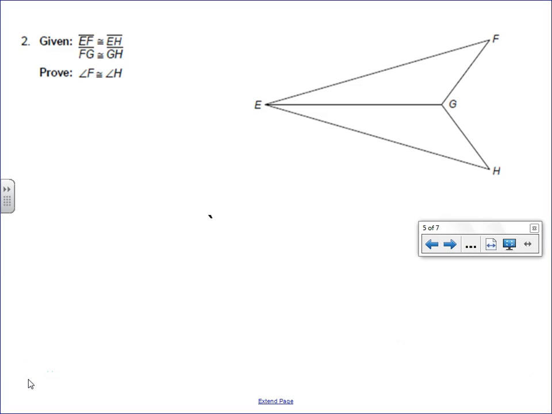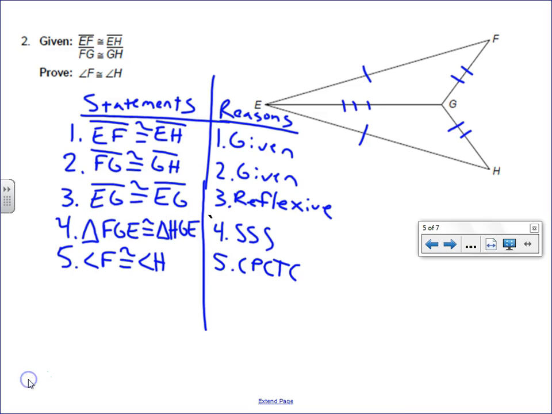Now take a look at the next example and feel free to try this one on your own. Pause the video and come back when you're ready to check it over. Okay, so hopefully you marked up your diagram as you got the information. EF congruent to EH, FG congruent to GH, and those are both given, either order, it doesn't matter.